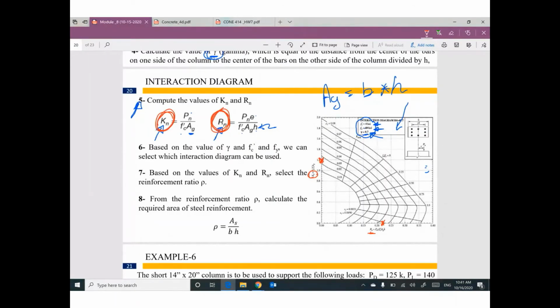Go up, go horizontal. At this intersection, this curve is for rho equals 0.08. This curve is for rho equals 0.07. So your point is in between, so your rho probably equals 0.075. Rho equals area steel divided by bh, so I can figure out the value of area steel.